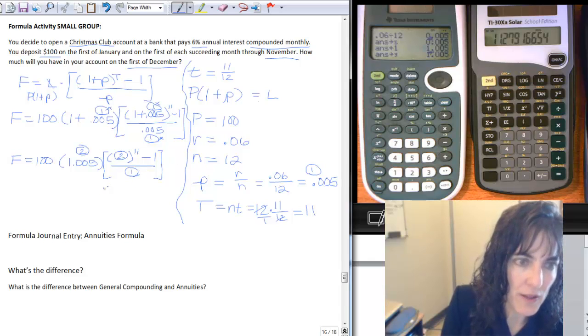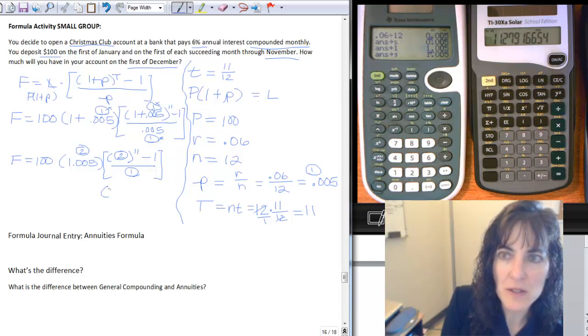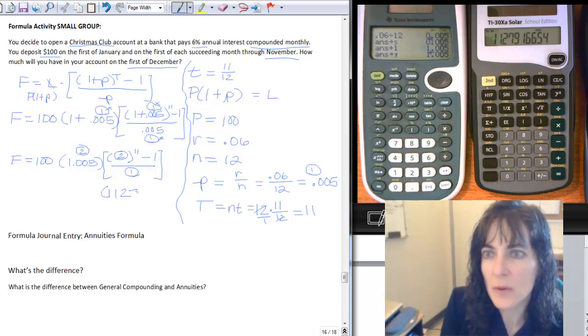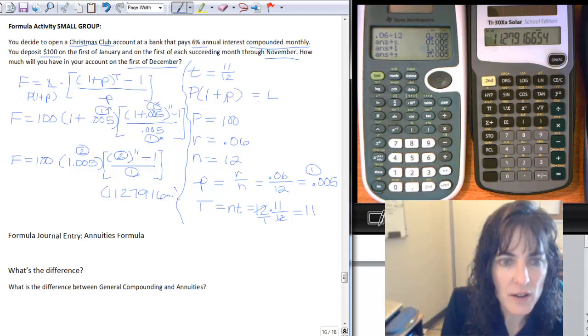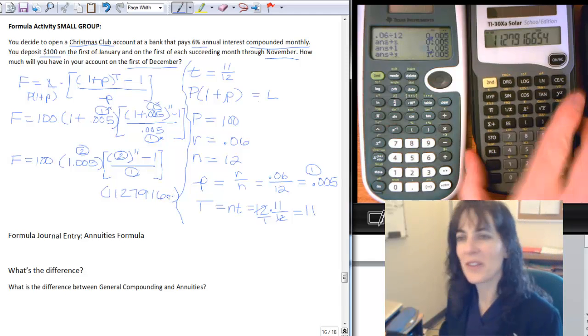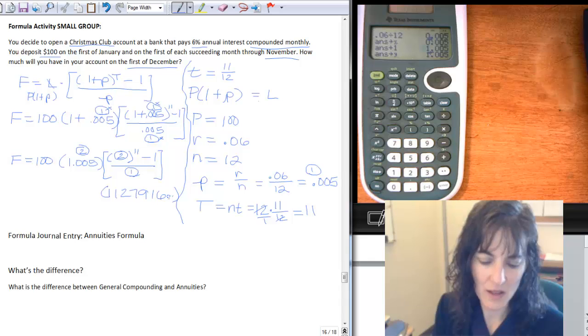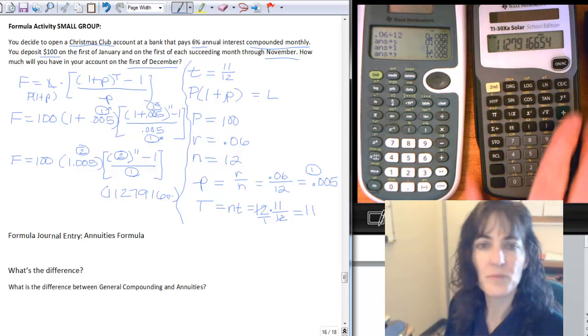So I'm just going to write this down. It is 1,127,916, and it goes on and on. And I have to check where those decimals are. It's right after the 11.